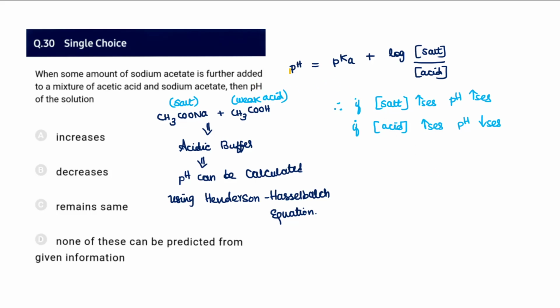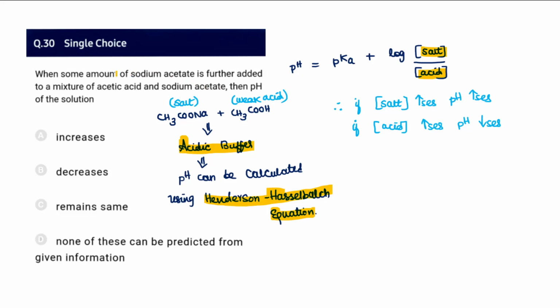So the pH of the solution can be identified for this mixture using a buffer, because acetic acid and the sodium salt of acetic acid can act as an acidic buffer, because it is a weak acid plus salt of weak acid plus strong base. So therefore it is an acidic buffer. An acidic buffer pH can be calculated using the Henderson-Hasselbalch equation. The Henderson-Hasselbalch equation can be given as pH equal to pKa plus log salt by acid.